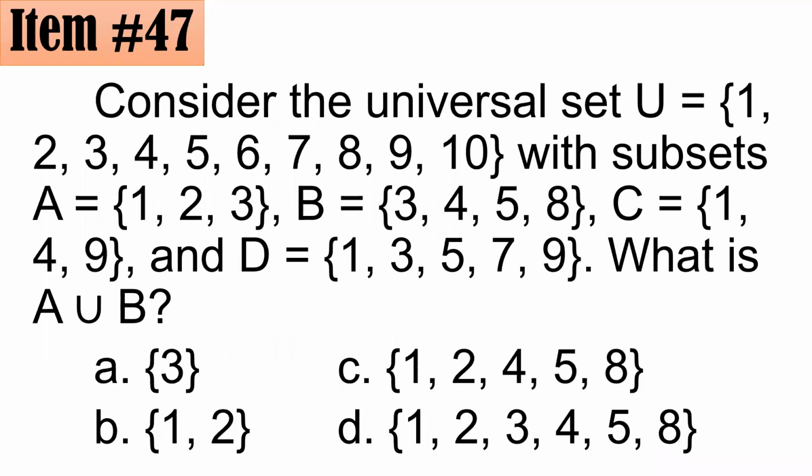47. Consider the universal set U with all the natural numbers from 1 to 10, with subsets A with elements 1, 2, 3, B with elements 3, 4, 5, C with 1, 4, 9, and D with 1, 3, 5, 7, 9. What is A union B? Is it A, B, C, or D?